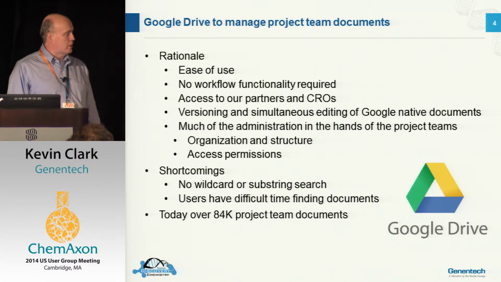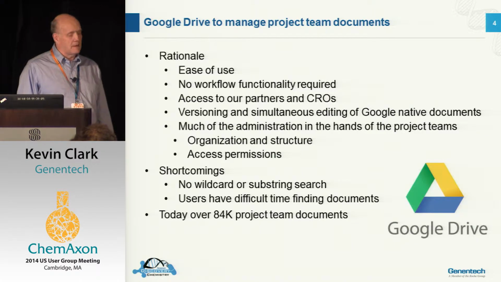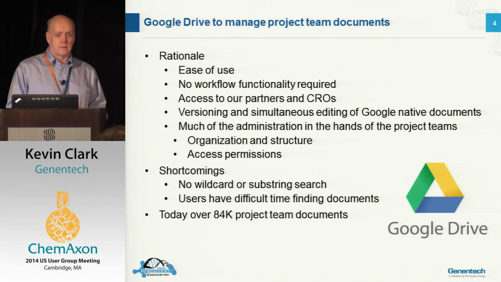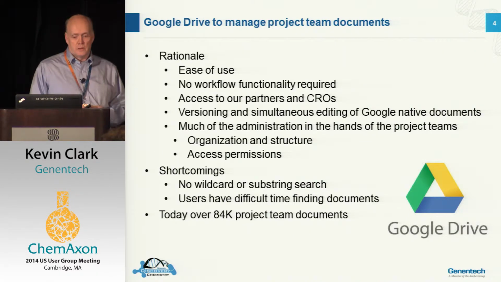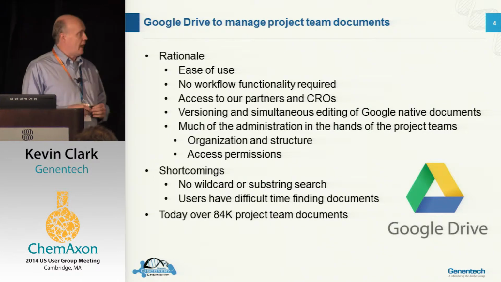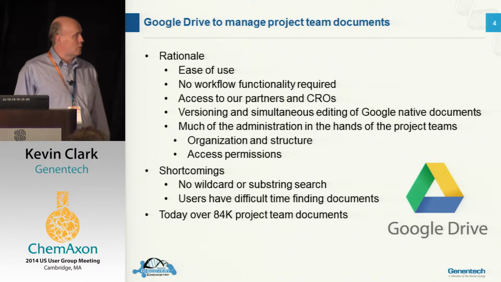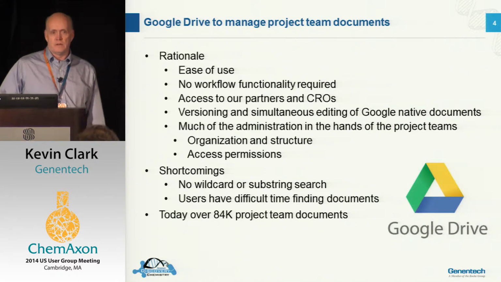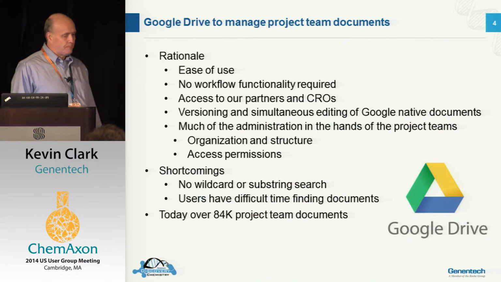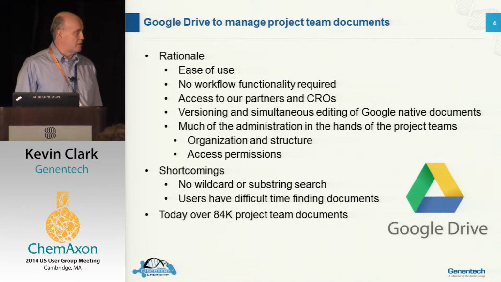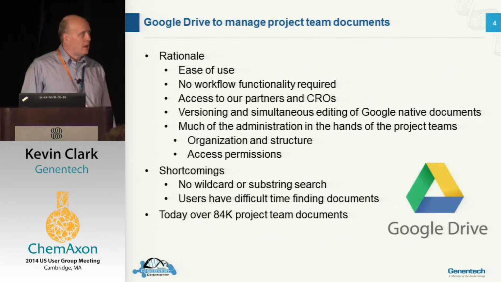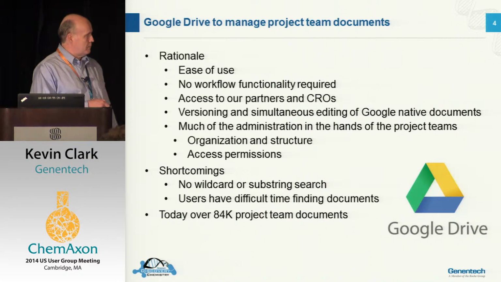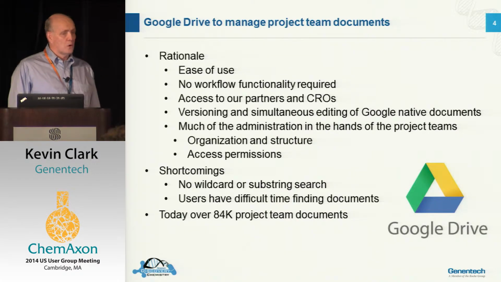But very importantly, much of the administration of the project team documents is in the hands of the project teams themselves. They can easily control the organization and the structure of the documents, and they can also easily control the access permissions by adding the email address of a user or of an individual or a distribution list. So today we have about 84,000 project team documents that are in Google Drive. There are a couple shortcomings of this solution. First of all, and I'll come to the reason for this later, there is no wildcard or substring search.